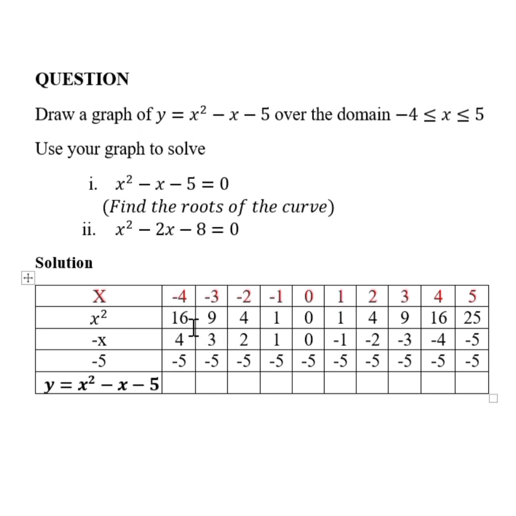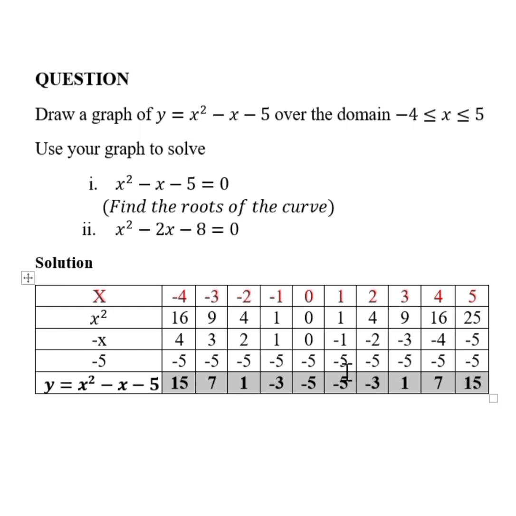So we have 16 plus 4 giving us 20, minus 5 gives us 15. 9 plus 3 gives us 12, minus 5 gives us 7. 4 plus 2 is 6, minus 5 is 1, all the way up to 16 plus 4 giving us 20, minus 5 giving us 15, then 25 minus 5 giving us 20, minus 5 gives us 15.